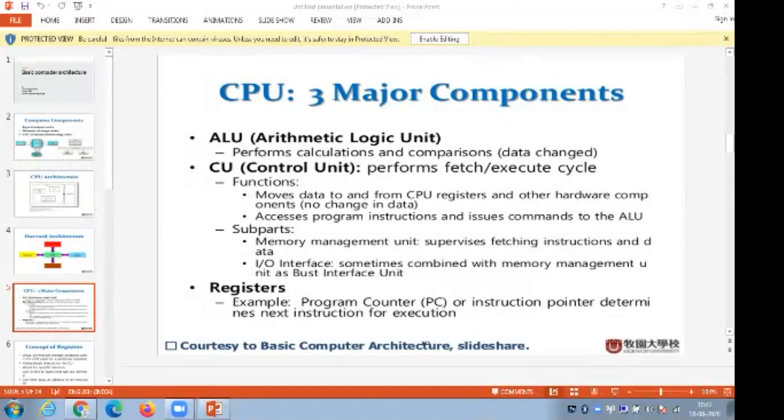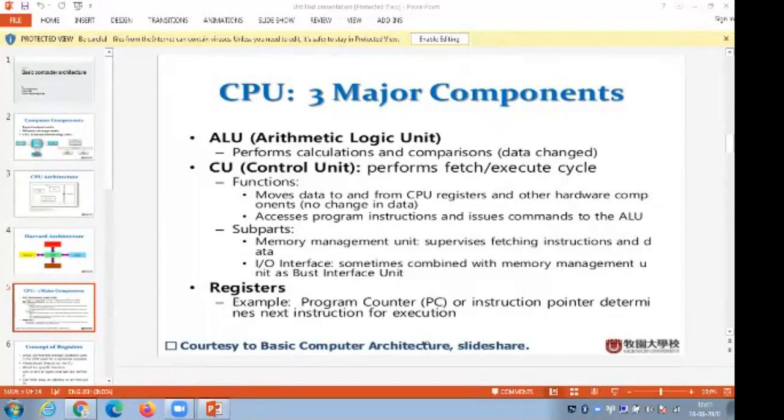So what are the functions of the control unit? It moves data to and from the CPU registers and other hardware components. Here the word register is not explained clearly, which I will explain later. Next, it accesses program instructions and issues commands to the ALU. ALU is nothing but an arithmetic logical unit. So these are the two main functions of a control unit.